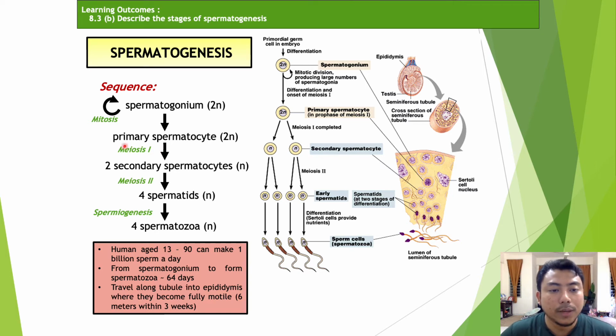Okay, once we have the primary spermatocyte, which is diploid, it will undergo meiosis 1. So now it becomes haploid. It's called the secondary spermatocyte. So bear in mind, primary spermatocyte is diploid, secondary spermatocyte is haploid. After that, it completes meiosis 2, and becomes 4 spermatids, of course, haploid. And through the process of spermiogenesis, it will become spermatozoa, i.e. the sperm cell itself.